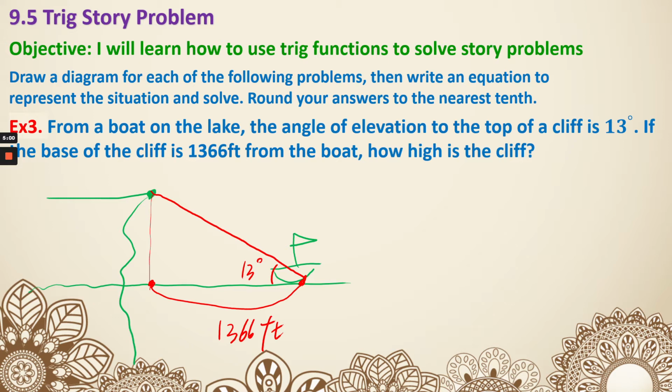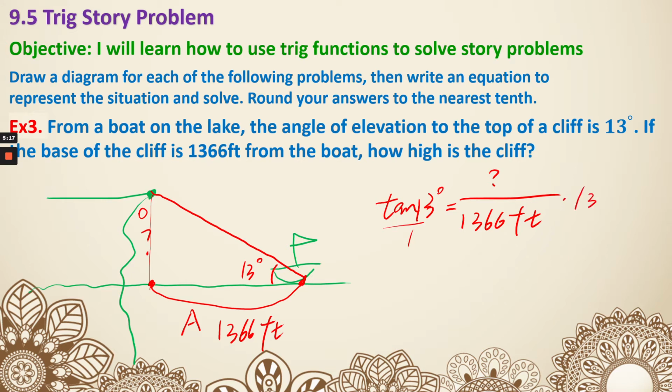It is asking how high is the cliff. So if you see, this is the opposite, this is the adjacent. So the trig ratio we need is tangent. Tangent 13 degrees is the question mark over 1366. And we can put it over 1 or multiply both sides by 1366. The question mark is 1366 times tangent 13 degrees. And that would give you 315.